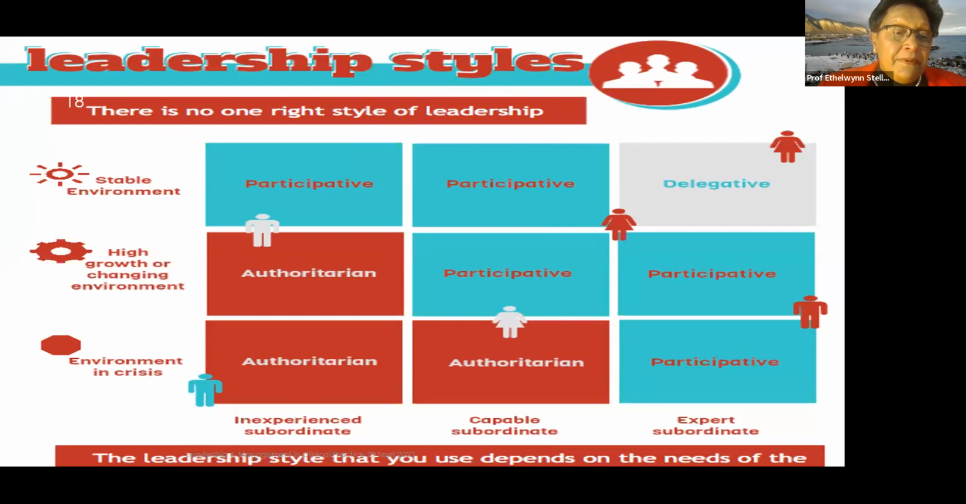So if we go up, if there's high growth or a changing environment, there's still an authoritarian relationship between the inexperienced subordinate and the leader. And if it's a stable environment, it could be participative. If you go to the capable subordinate, it is authoritarian on that level if there's an environmental crisis, and on the next level, high growth or a changing environment, it becomes more participative. And then further up in the stable environment, participative.